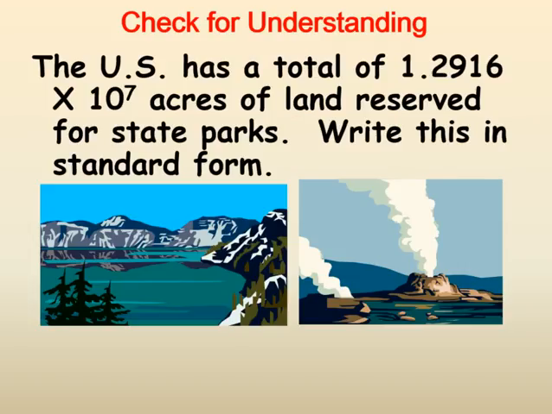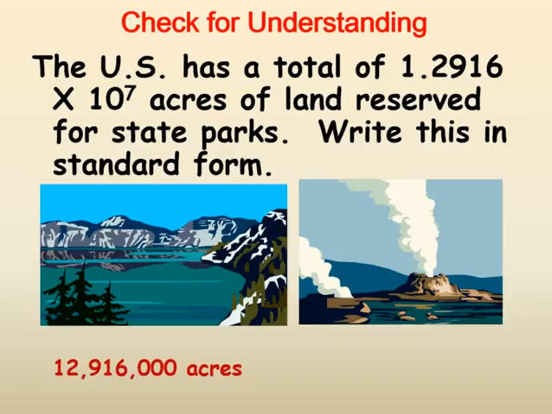Here's another check your understanding. Go ahead and pause the video and attempt this problem. The U.S. has a total of 1.2916 times 10 to the 7th acres of land reserved for state parks. Write this in standard form.